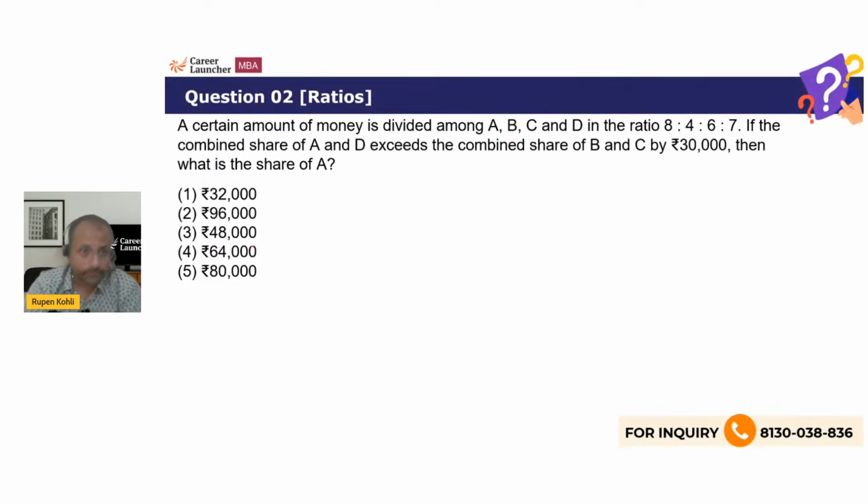Ratios. A certain amount of money is divided among A, B, C, D in this ratio 8 is to 4 is to 6 is to 7. The combined share of A and D exceeds the combined share of B and C.